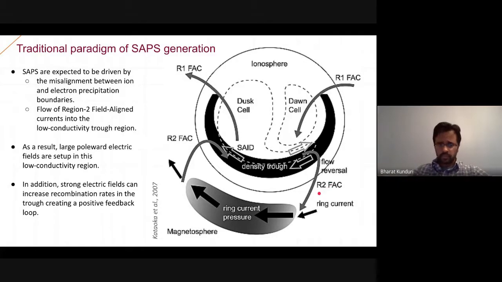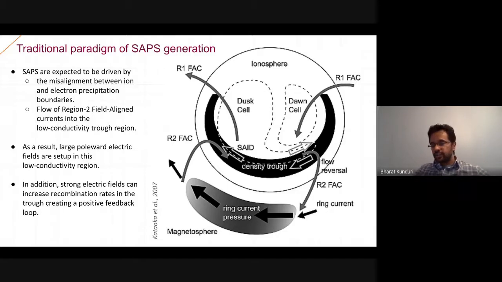Similarly, the strong plasma pressure gradients in the ring current can drive region 2 field aligned currents. And when these region 2 field aligned currents are flowing into the low density trough region, there is hindrance to current closure with the region 1 field aligned current system, and as a result, strong poleward electric fields are set up. And this results in a westward directed SAPS flow with E cross B drifts.